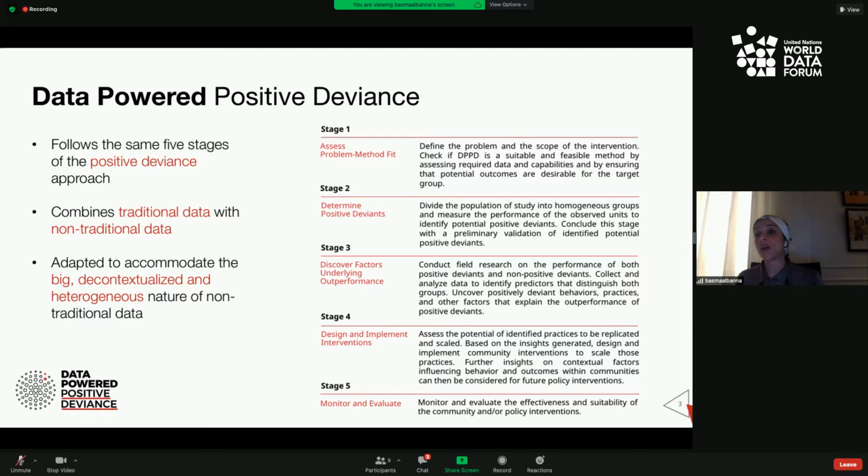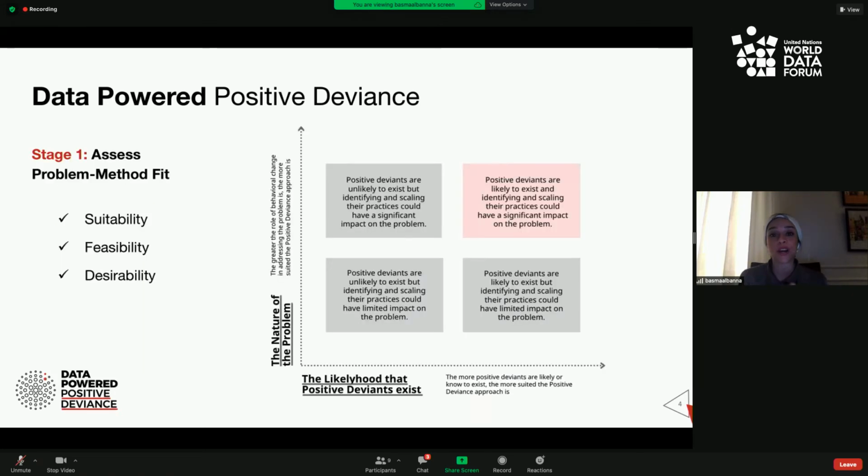This enabled us to identify deviance in temporal and geographical areas that weren't possible before. And in order to add this non-traditional data, we had to adapt the method to accommodate for this big, decontextualized, noisy, and heterogeneous nature of this non-traditional data. I'm going to explain in the next slides how we did this kind of adaptation or accommodation.